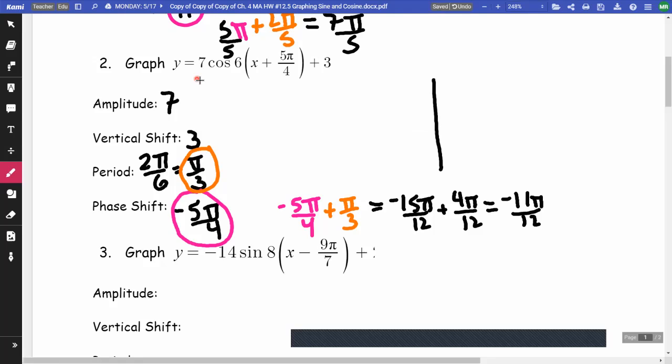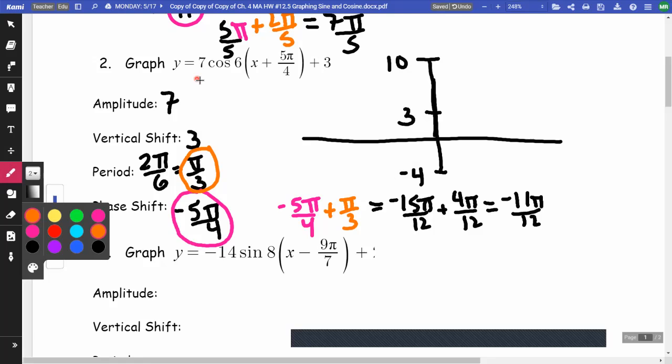Let's see, I'm going to be starting 3 above. So let me drop this a little bit. Okay, so I'm going to be starting at, let's say 3. I'm going to go 7 above that. So let's say 10. And I'm going to go 7 below that. So let's say -4. And so here's my vertical shift. That's where my zeros will be.